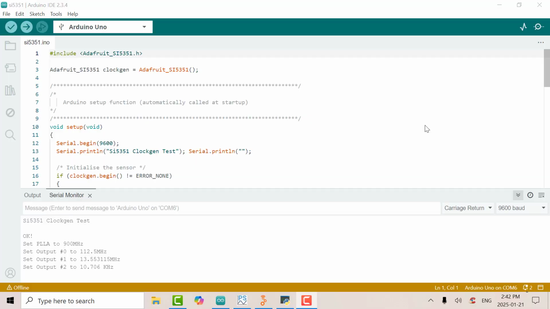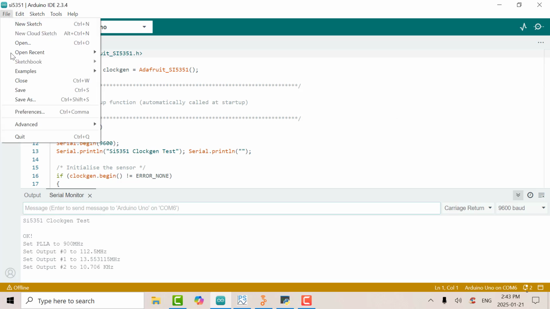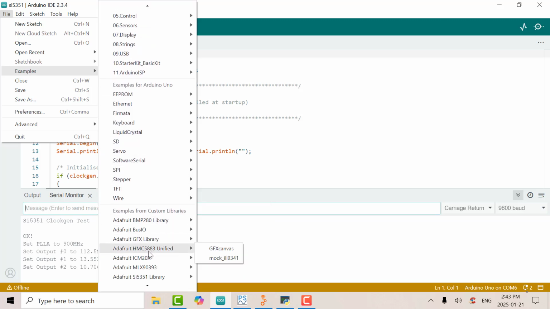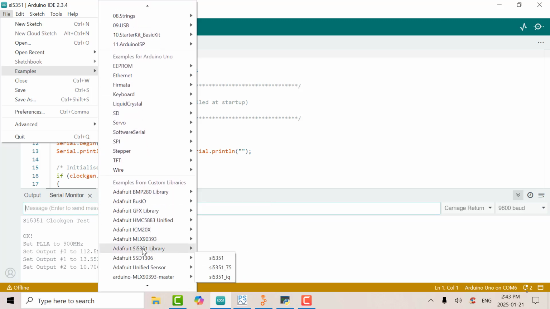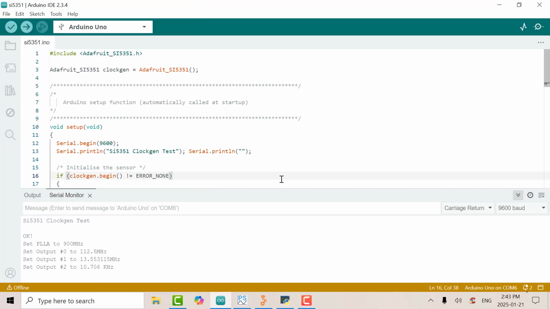Okay, so this is the Arduino code that we're running here to run on the 5351. Basically, it's just from the library. If you look under examples and you download the library, there it is, the 5351 library. So I'm just using the first program there, and I've run it, and then on the serial monitor at 9600 baud, we can see that on clock 0 we got 112.5. At clock 1 I've got 13.5 megahertz, and clock 2 I've got 10.76.